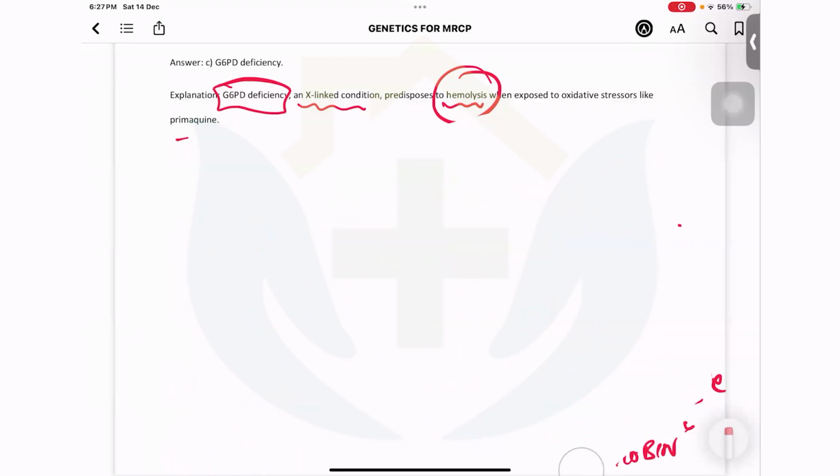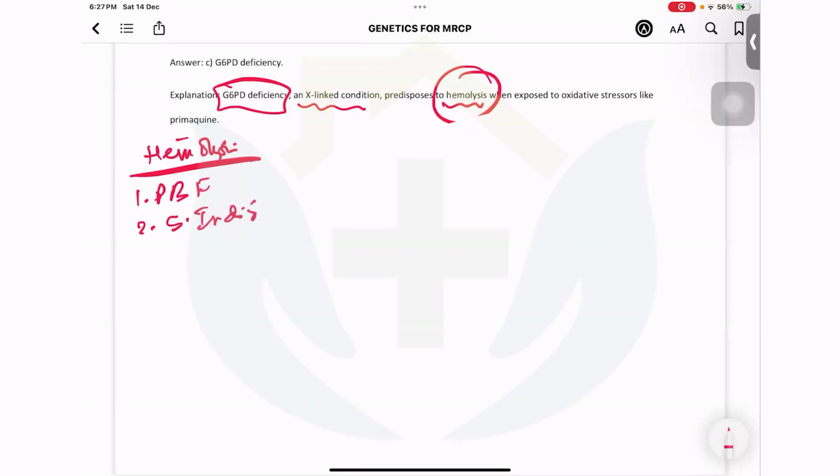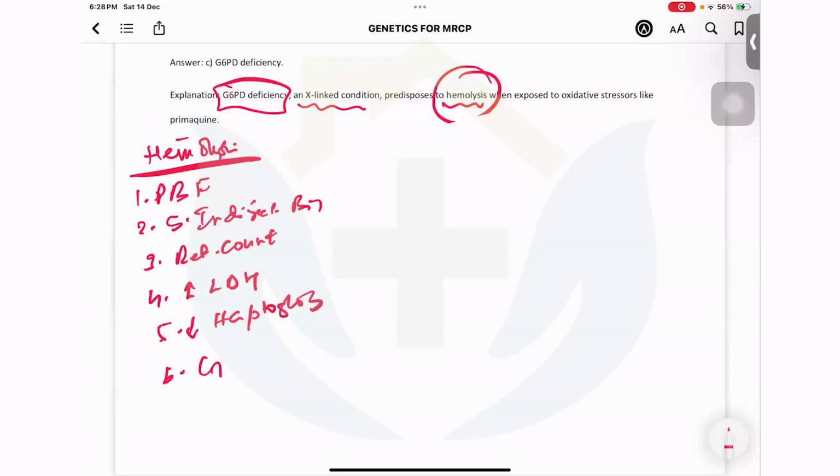So these are the generic tests for hemolysis. Number one, PBF. Number two, serum indirect bilirubin. Number three, reticulocyte count. Number four, increased LDH levels. Number five, decreased haptoglobin levels. And we can do a Coombs test also. This will be negative. Why negative? Because Coombs test is positive in autoimmune hemolysis.